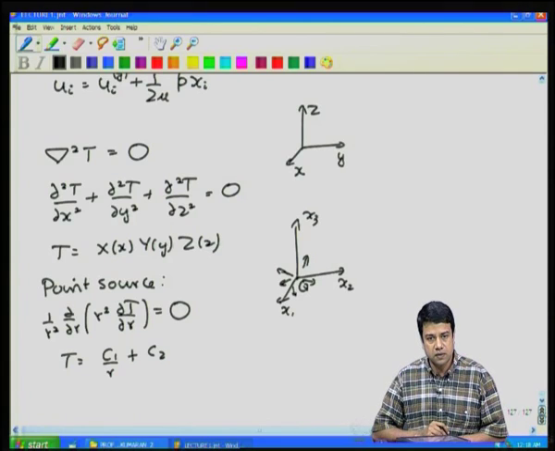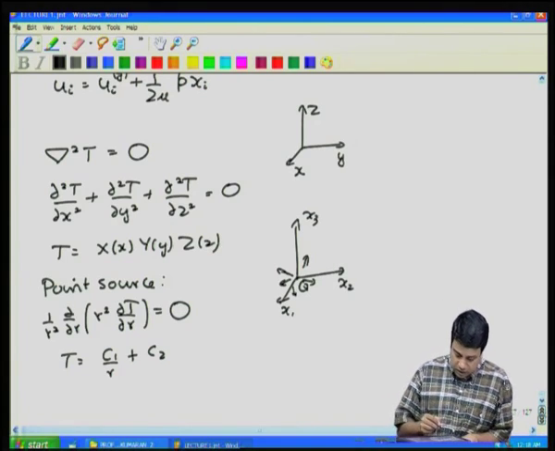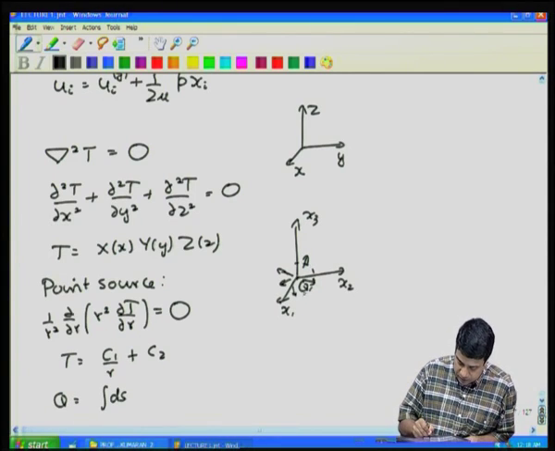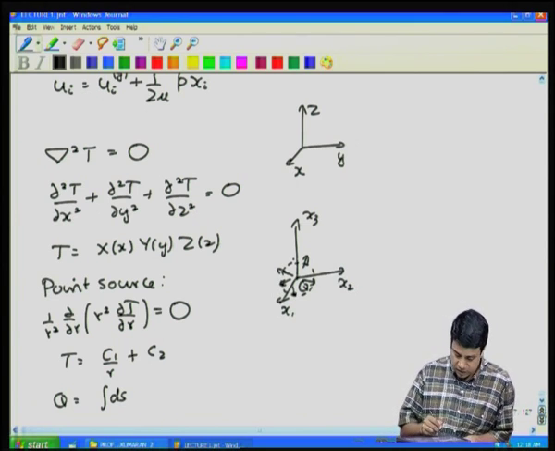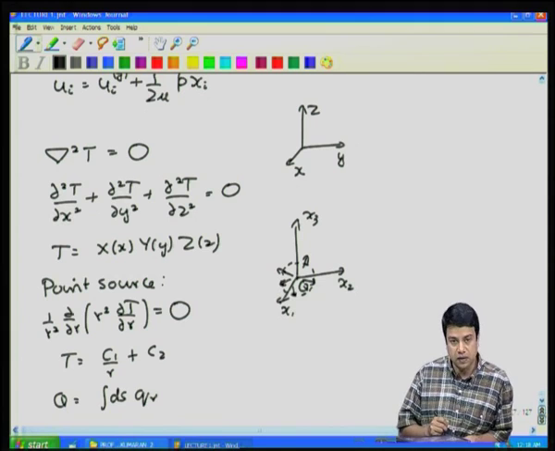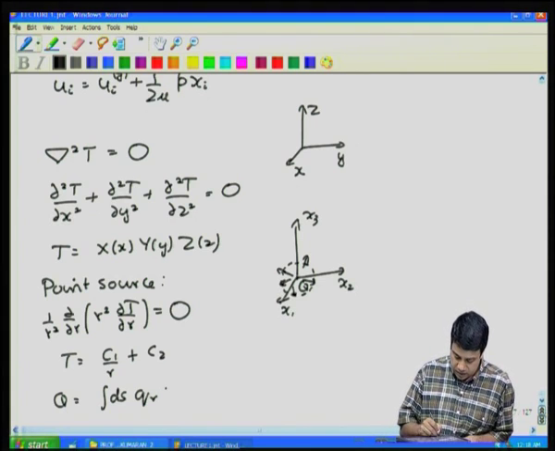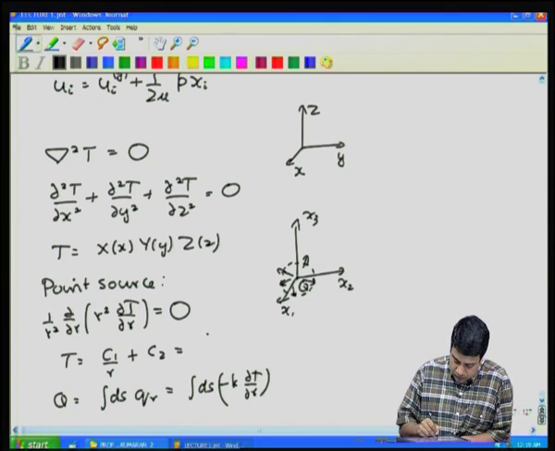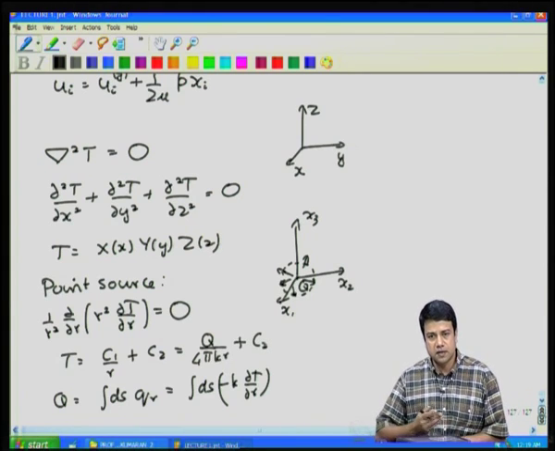How do I get that constant out? I get it from the condition that the total heat Q is equal to the integral over any surface. If I take any surface over here, the integral over that surface of the total flux in the r direction has to be equal to the integral over the surface of minus k times partial T by partial r. And this gave us the temperature field for the point source, equal to Q by 4 pi k r plus some constant.